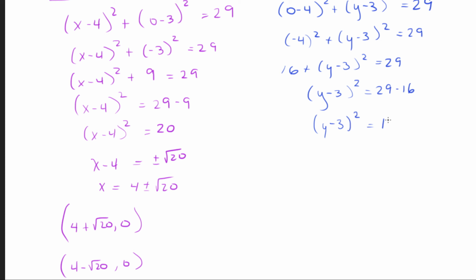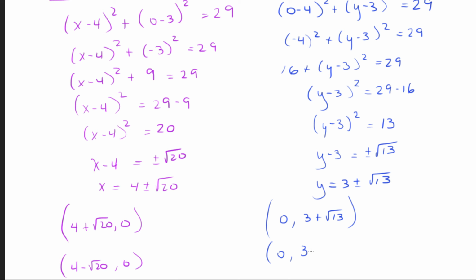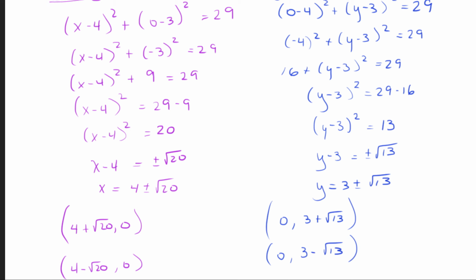29 minus 16 is 13. To get rid of the square, we take the square root. We have y minus 3 equals plus or minus radical 13. And then to finish, we add the 3 on both sides, and we get y equals 3 plus or minus radical 13. Therefore, your y-intercepts are going to be 0, comma 3 plus radical 13, and 0, comma 3 minus radical 13. And those are your intercepts.